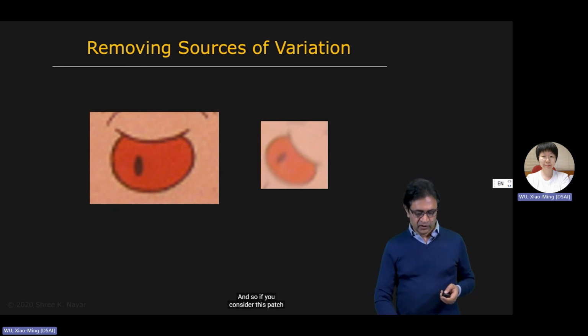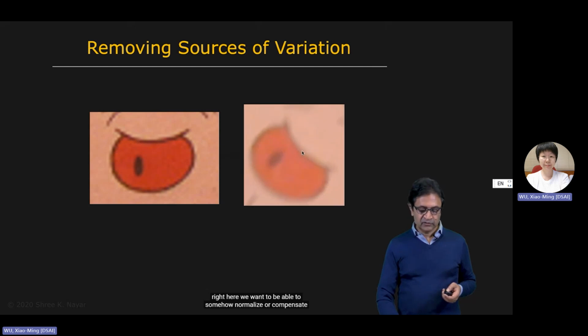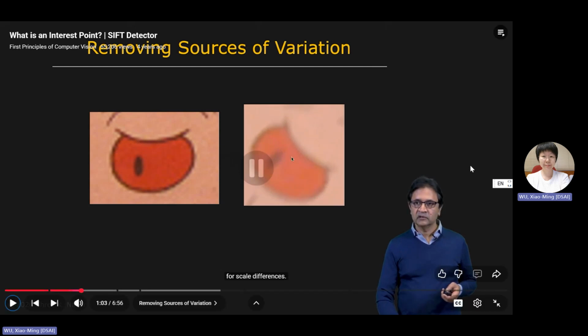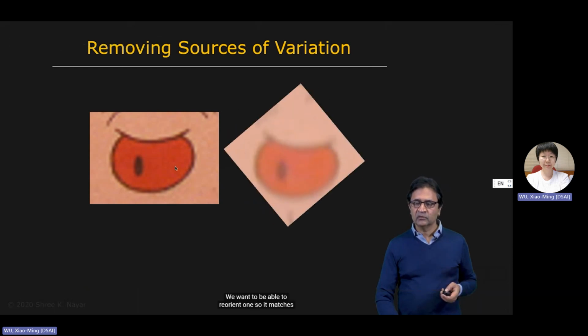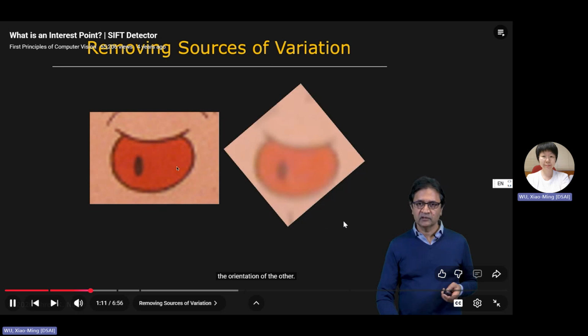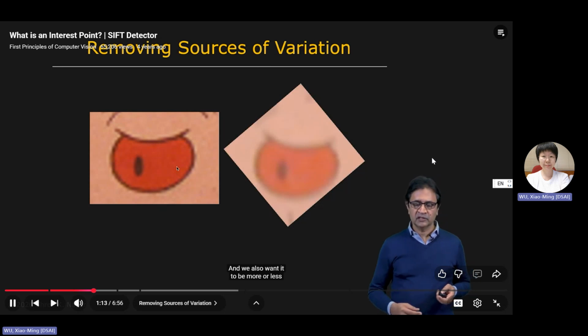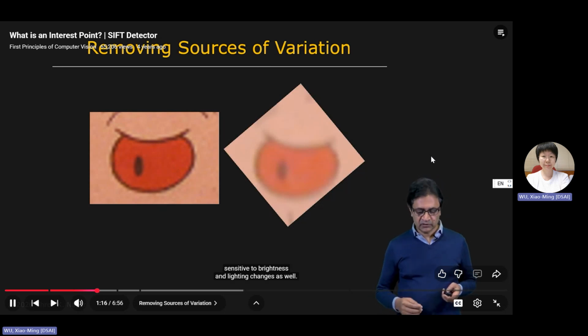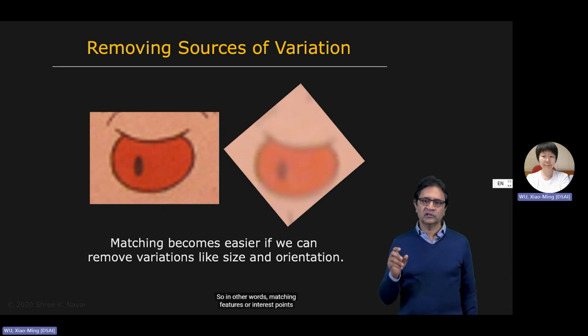And so if you consider this patch that we were looking at earlier, you see the differences right here. We want to be able to somehow normalize or compensate for scale differences, so we enlarge this one and rescale one so it matches the scale of the other. We want to be able to reorient one so it matches the orientation of the other. And we also want it to be more or less insensitive to brightness and lighting changes as well. In other words, matching features or interest points becomes easier if we can remove variations such as size and orientation.